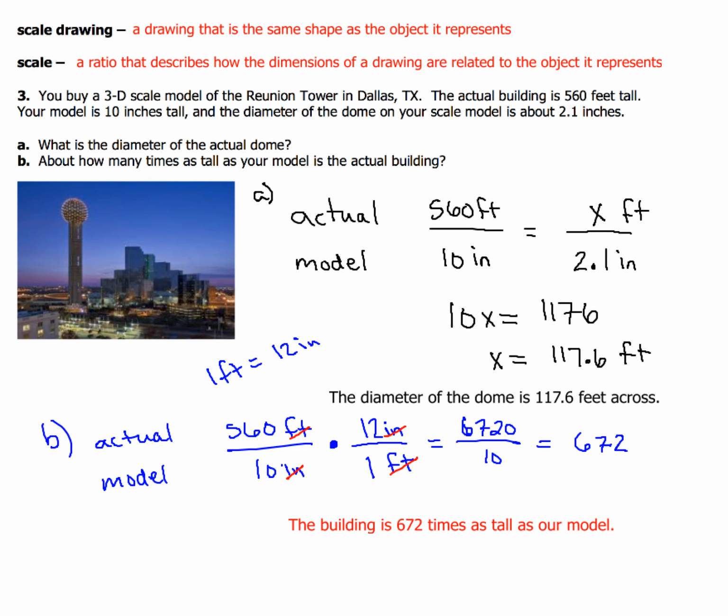When you multiply across, you'll get 6720 over 10, and that's really easy to reduce, because all you're going to do is cancel out the 0. And so you're left with 672. Then again, don't forget, write a sentence. Anytime I get stuck with how to write a sentence, all you need to do is look back at the original question and rephrase that question. The question said, about how many times as tall as your model is the actual building. So we just rephrase that and say the building is 672 times as tall as our model. Done. All right, nothing complicated about that.